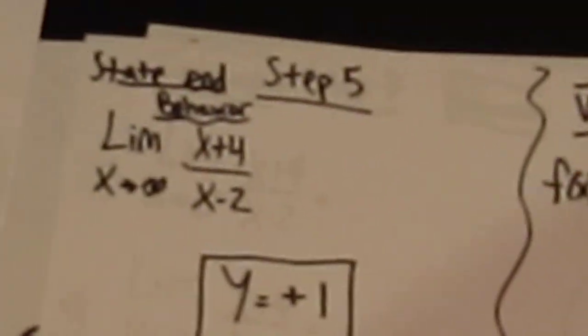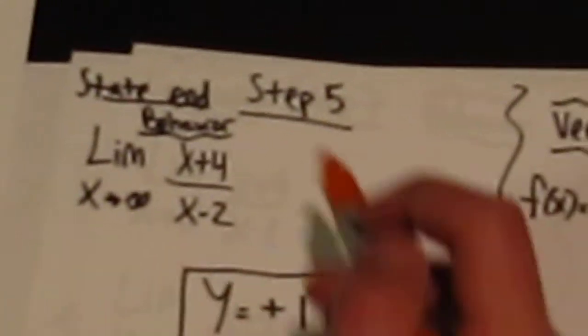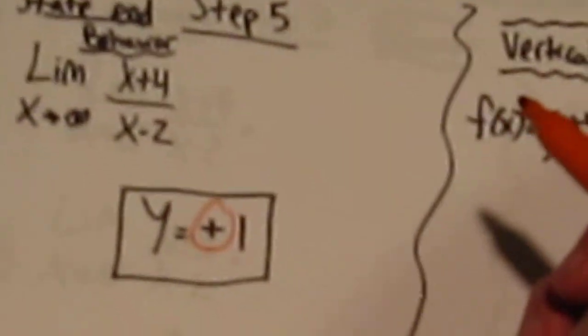And this part is just the same thing as the horizontal asymptote. So we're stating that end behavior, and it's positive because it's a positive number. That's what we got for the horizontal asymptote.